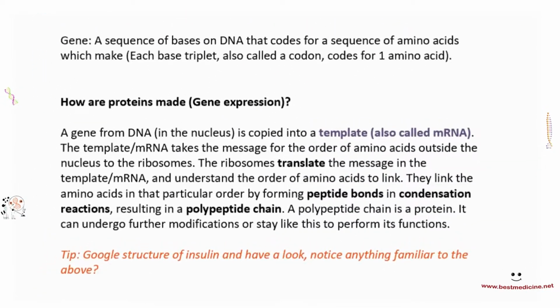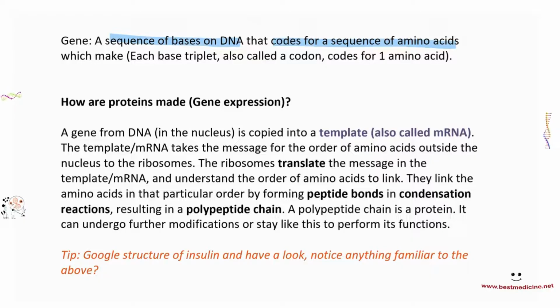Very simply put, a gene is a sequence of bases on DNA that codes for a sequence of amino acids, which eventually make proteins. And each base triplet is also called a codon, and it codes for 1 amino acid. For example, we looked at AUG, that was coding for methionine, an amino acid, right? AAA was coding for lysine.